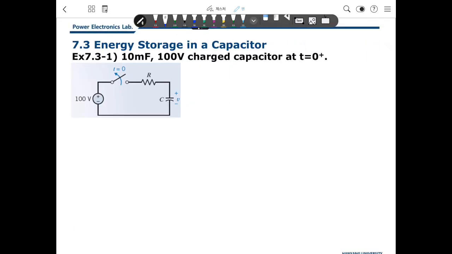This is an example. Now there is a capacitor. The capacitor is 10 millifarad. 10 millifarad is 0.01 farad, and voltage is stored here. So what is the energy? The charged capacitor energy? It's simple.